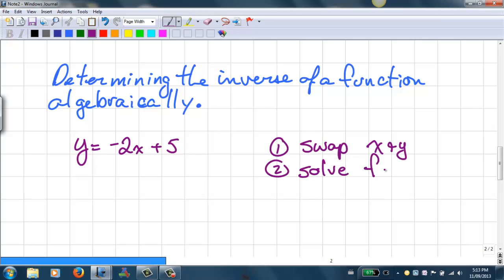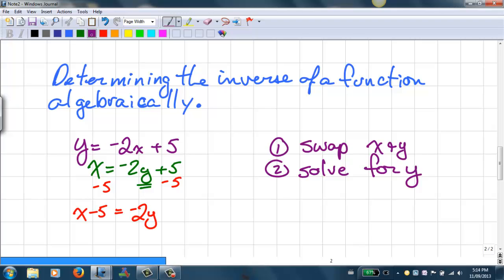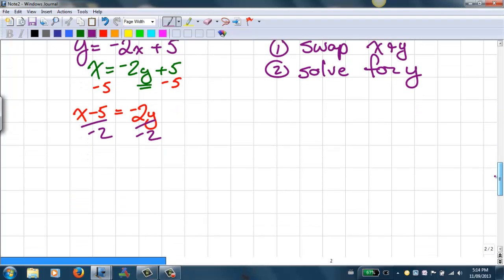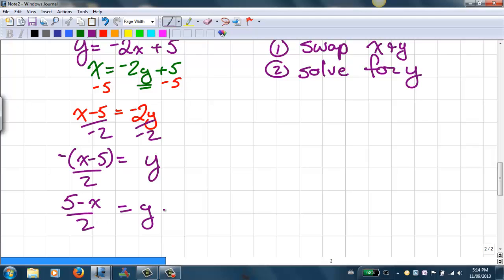Now I mentioned in class that you start by swapping the x and y coordinates. After that, all you do is solve for y. So we subtract 5 from both sides, and then we'll divide both sides by negative 2 or multiply by negative 1/2. Or negative (x minus 5) over 2. All of those mean the same thing, those last three, the red and the purple.